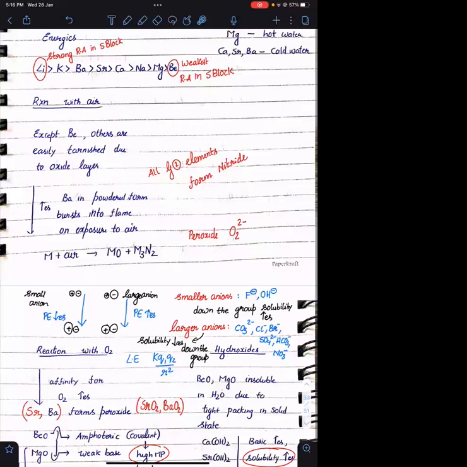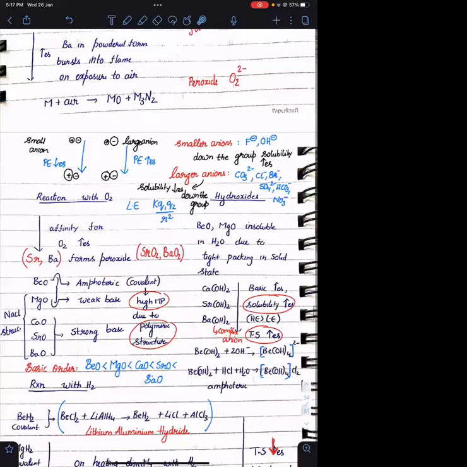Okay, all of group 2 elements will react with nitrogen as well to form nitrides. In case of group 1, only lithium can form a nitride. That is because of its diagonal relationship with magnesium. Rest all other group 1 elements cannot form nitrides. Very, very important. Group 2 elements, all of them can react with nitrogen to form nitride. With oxygen, they will form oxide. Beryllium has less reactivity, hence it is not easily tarnished.